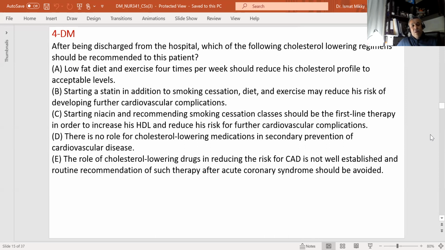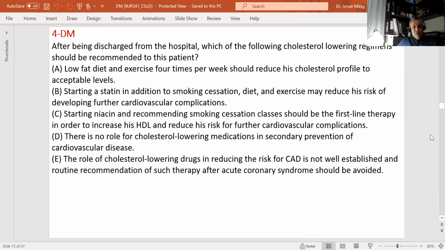Niacin, while niacin would raise the HDL, the good cholesterol, there is insufficient data to support the recommendation of niacin to reach that goal in terms of reduction of cardiovascular events in patients who are known to have CAD.